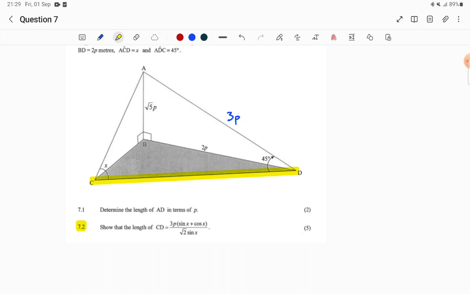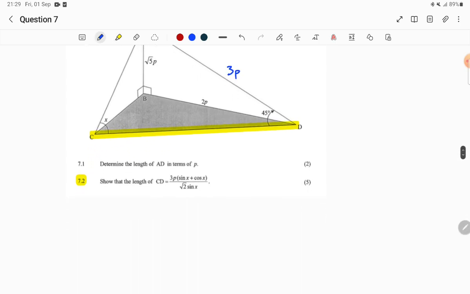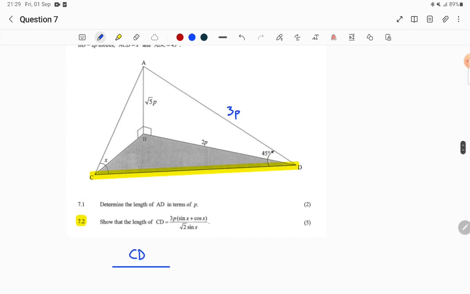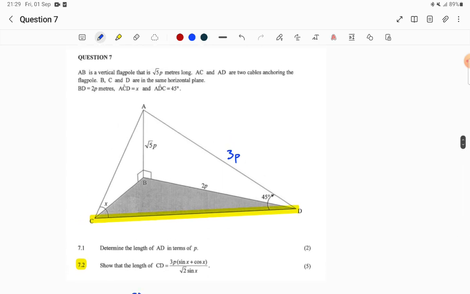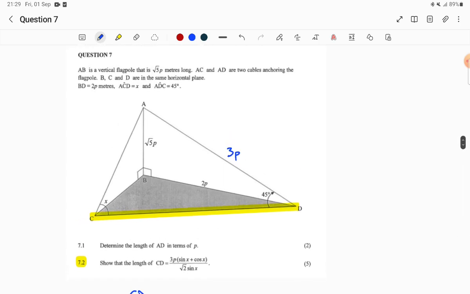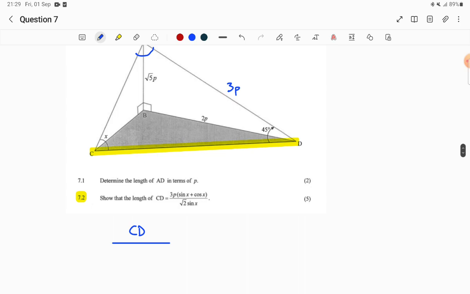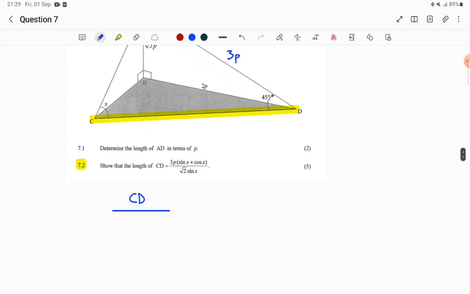So for us to be able to do that, we would need two pairs. So it looks like we do. Let's have a look. So basically CD over sine, and in this specific instance it's going to be 180, because if you look at the triangle here, we don't have angle CAD, we have ADC is 45 degrees, and we know ACD is x, so it'll be 180 minus 45 minus x, which is 135 degrees minus x.